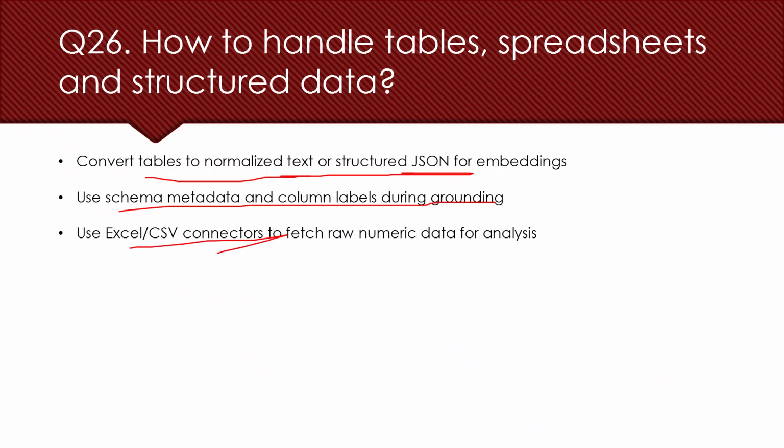We can use the Excel and CSV connectors to fetch raw numeric data for analysis purposes. So for very heavy analytical tasks on an Excel sheet or spreadsheet, we can fetch the raw numbers and run a deterministic computation on them, and then use the properly annotated structured data in the LLMs to get more analytical and correct data from the tables and spreadsheets.